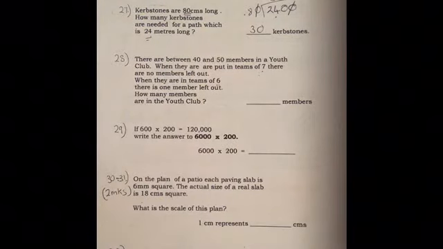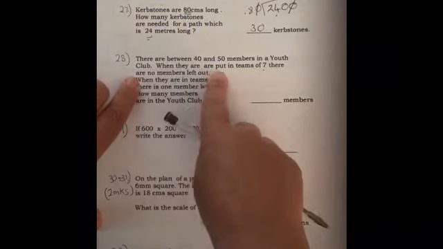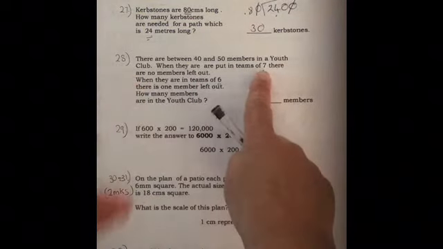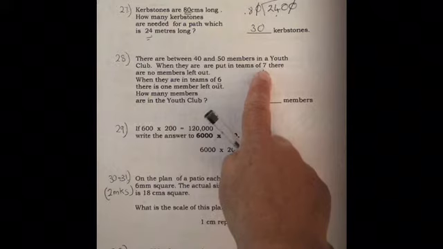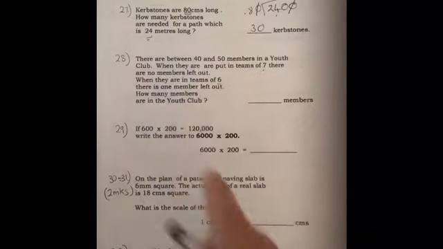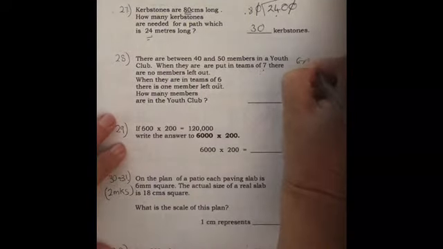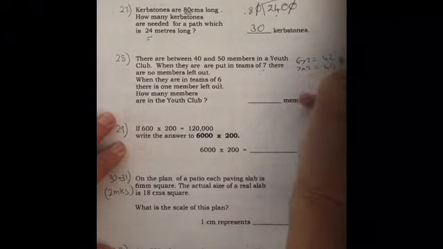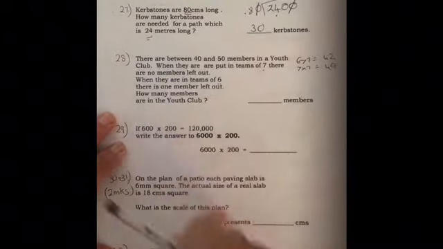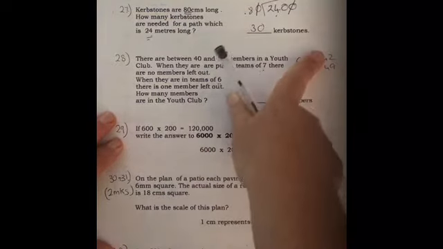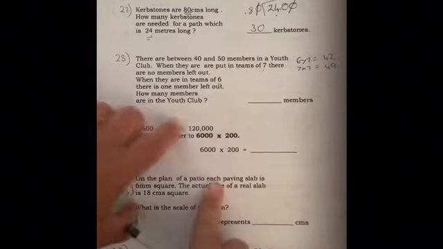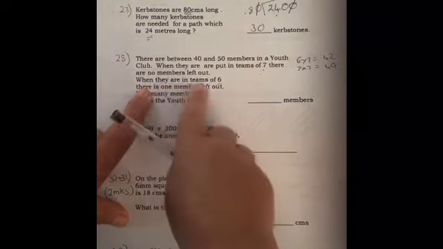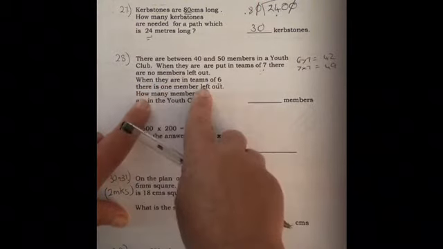So you know, when they're in teams of 7, there's none left out. So think of an answer in your 7 times tables that comes between 40 and 50. And I know 6 times 7 is 42, 7 times 7 is 49. So it could possibly be those. It could be 42 in the youth club or 49. Let's see if this one works out. When they're in teams of 6, one member is left out.